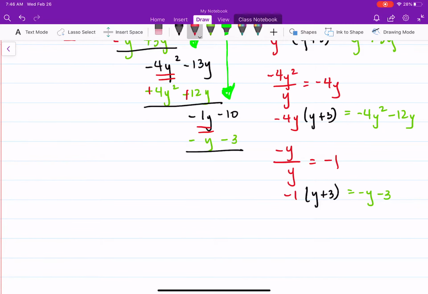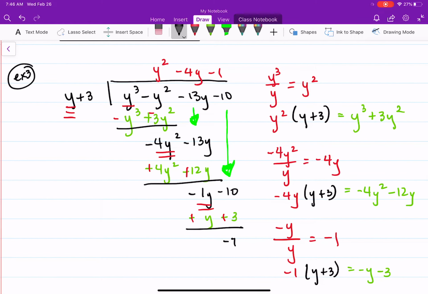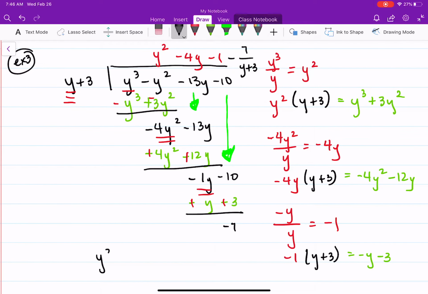Step 3, subtract by flipping the signs and adding. So negative 1y plus y goes away. I'm left with negative 7. And then step 4 would have been bring down the next term, but since we don't have any next terms left, to end this with the remainder, since it's a negative 7, we'll say minus 7 over y plus 3. All right, so my answer is y squared minus 4y minus 1 minus 7 over y plus 3.